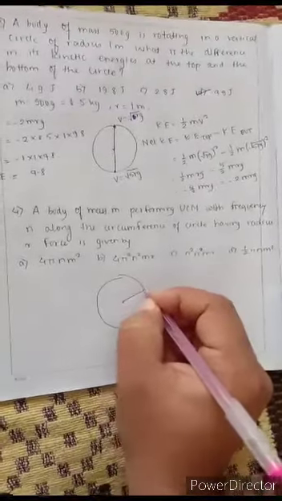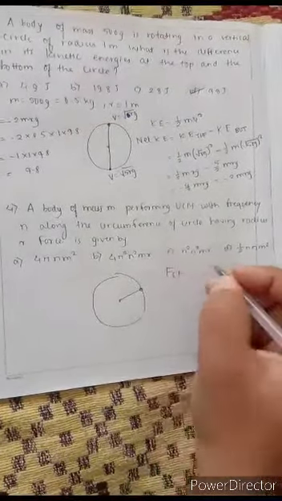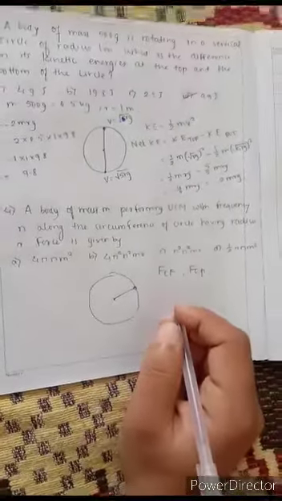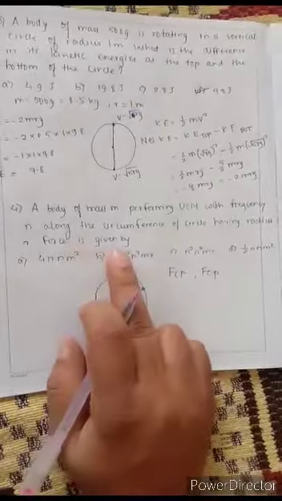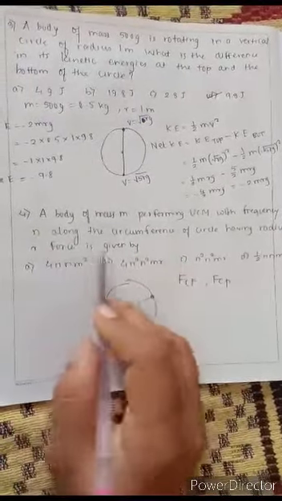Okay, remember, in circular motion there are only two types of forces. One is centrifugal force and one is centripetal force. You have to find only the force. It has been asked that the force is given by.